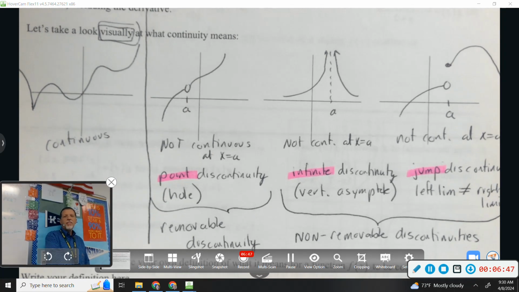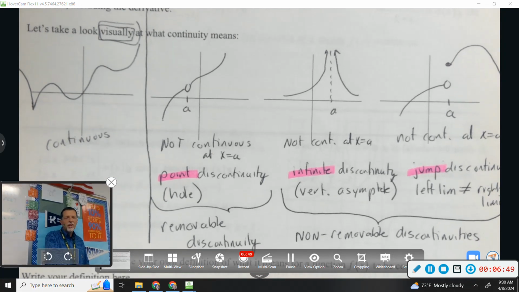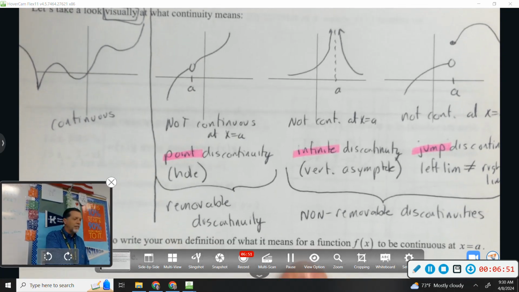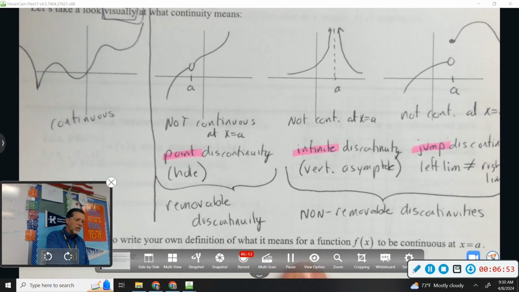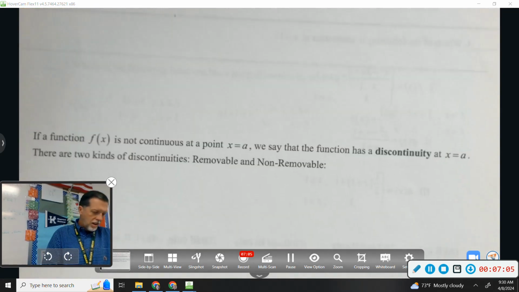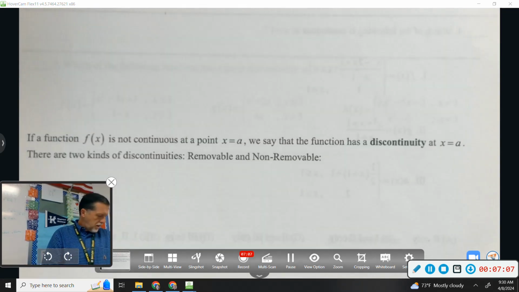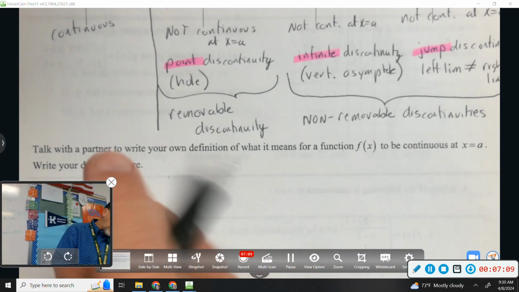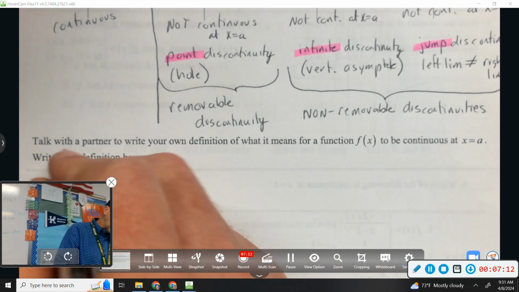Okay, so that's the visual picture, the concept picture, not the technical definition picture. I don't know that we need to talk with a partner to write your own definition, because I don't know that anyone would come up with this. Maybe you would eventually. Let's skip that one. Well, let's put the answer here, so we don't have to. We'll skip the talk with your partner part.